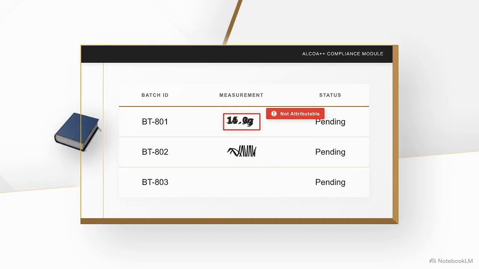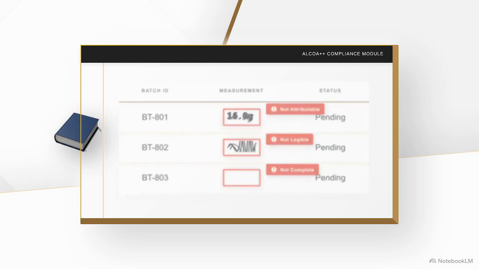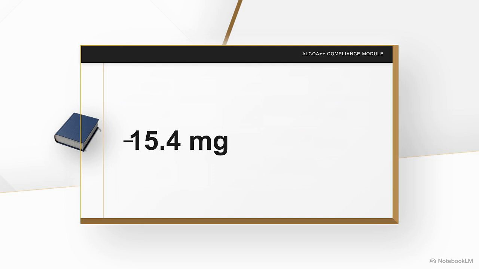First error: overwritten text without a signature. Unverified changes mean this record is no longer attributable. Second error: scribbled handwriting. If values are unconfirmed, the record fails legibility. Third error: empty rows. Missing entries mean the dataset is not complete.